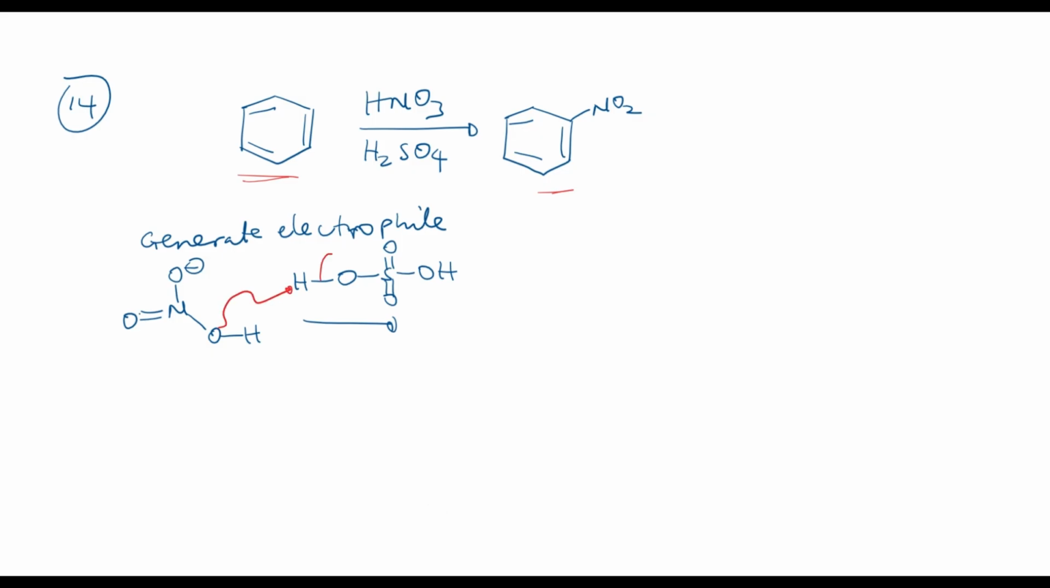So this oxygen is going to pull off this proton from the sulfuric acid, and we would have this. So we're going to have this oxonium ion here. And of course, the conjugate base is also formed.